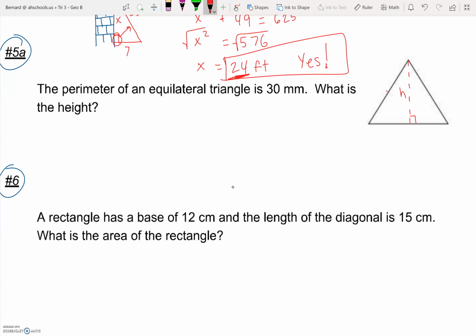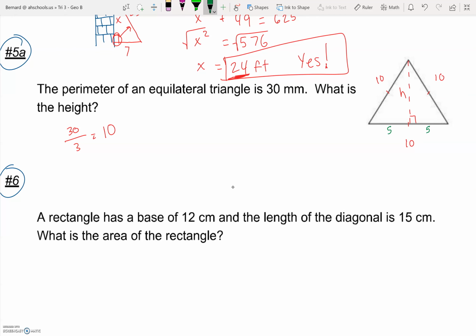Remember, equilateral triangle means all 3 sides are the same. And so if the perimeter is 30, we want to divide that by 3 to figure out each side. So each side is 10. Add that to our diagram. And just remember that on the bottom side, it splits our 10 in half. So each side of our imaginary line, which is our height, is 5 and 5.